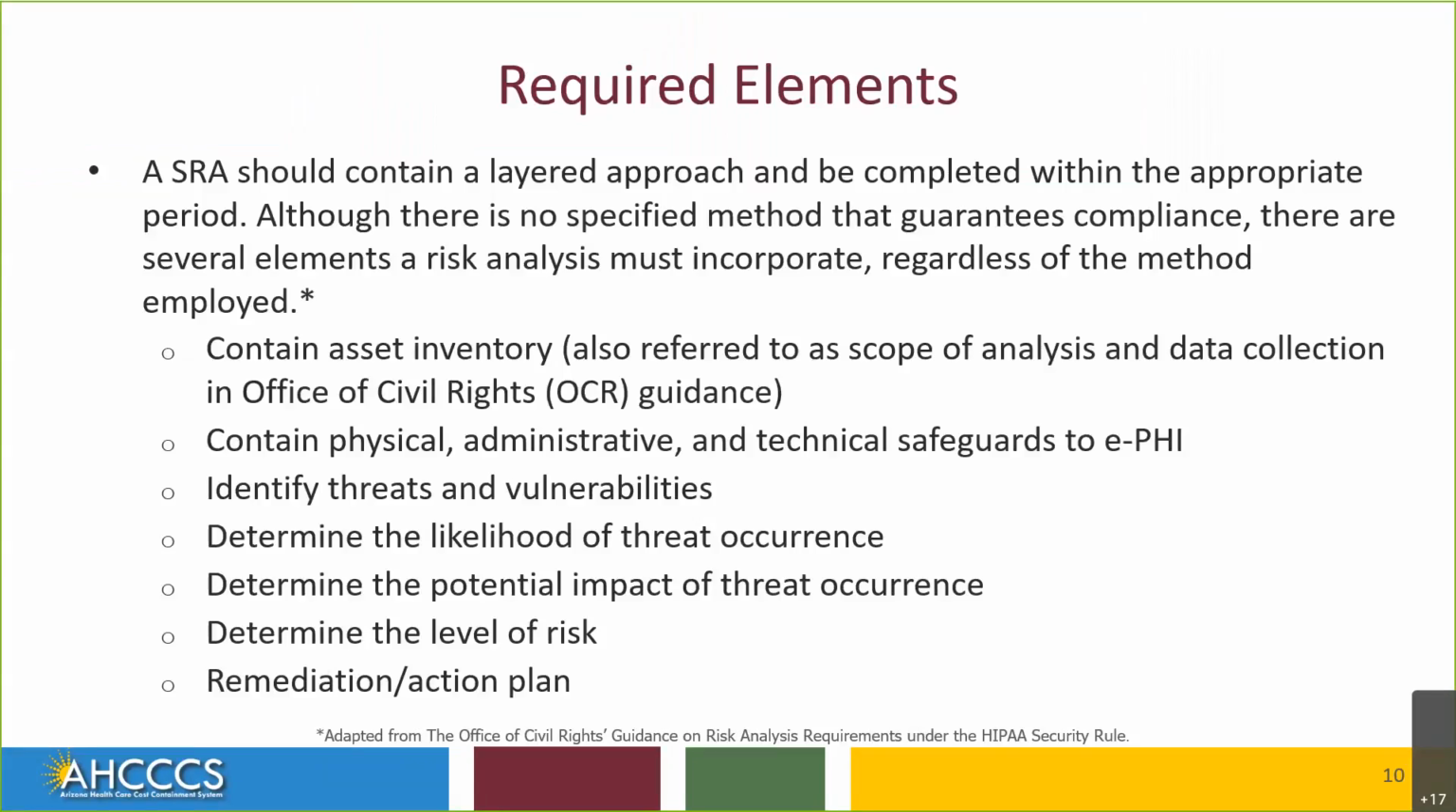method employed. It must contain an asset inventory, which is also referred to as scope of analysis and data collection in the Office of Civil Rights Guidance. It must contain physical, administrative, and technical safeguards to electronic PHI. It must identify threats and vulnerabilities. It must determine the likelihood of a threat occurrence. It must determine the potential impact of a threat occurrence. It must determine the level of risk, and then it must identify remediation or action plan.